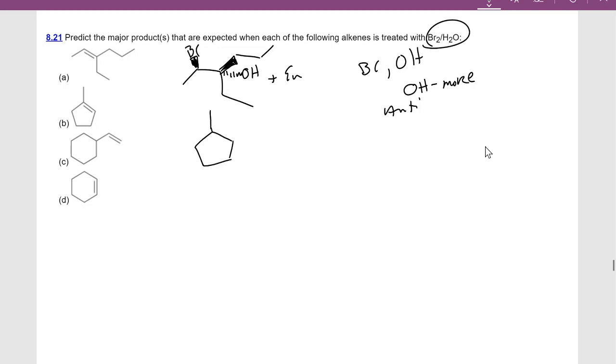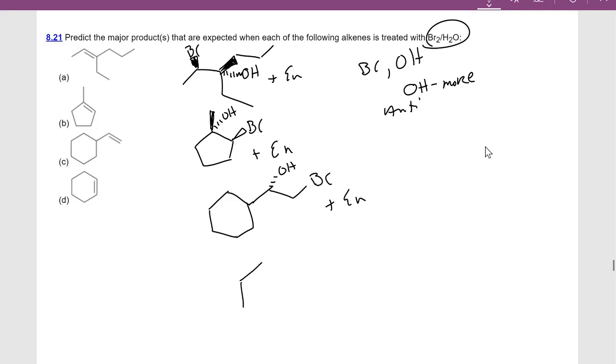For the next one, we've got methyl. So again, we're adding an OH to the more substituted side and a bromine to the less, and write plus En, and they're anti to each other. So for C, we have this molecule. The OH is going to go to the more substituted side, the bromine to the less, and the carbon bearing the bromine is not a chiral carbon. The other is, so we can write plus En.